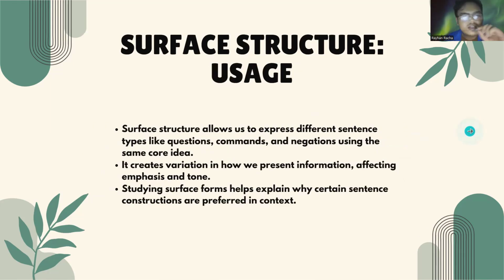And then next, we have the usage of surface structure. Surface structure allows us to express different sentences like questions, comments, and negations using the same core idea. It creates variation in how we present information, affecting emphasis and also tone. Studying this can help us explain why certain sentence constructions are preferred in context.